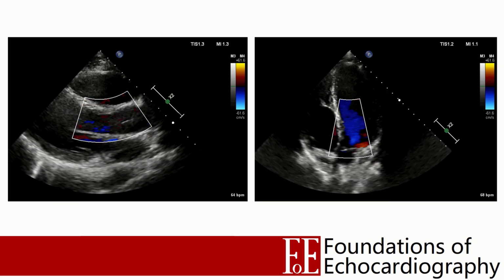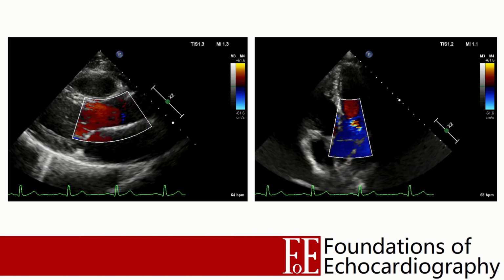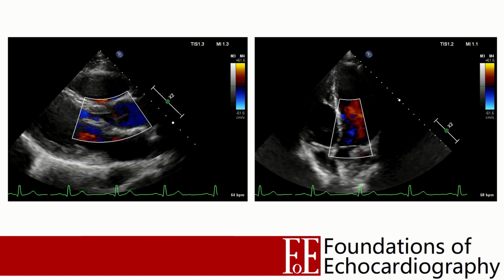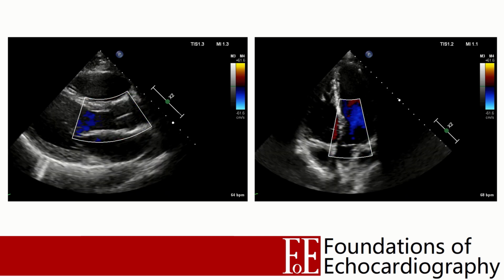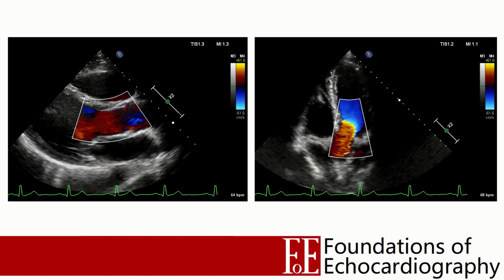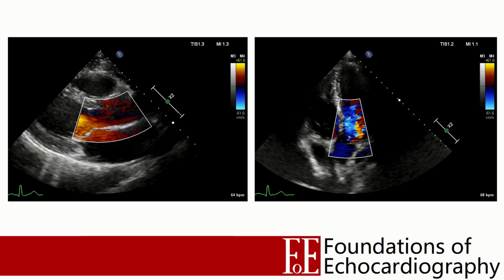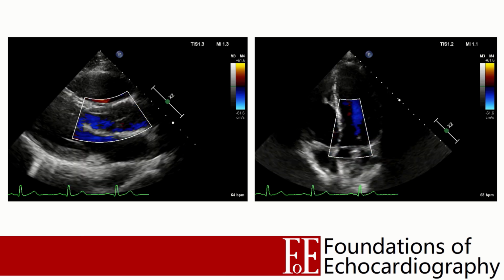In both of these examples I've placed the colour box over what I consider to be a reasonable region of interest, assuming there's no specific pathology which needs to be demonstrated. In both the parasternal long axis and apical 5 chambers, the colour box should cover the aortic root, the aortic valve, the left ventricular outflow tract, and the septal basal portion of the left ventricle.